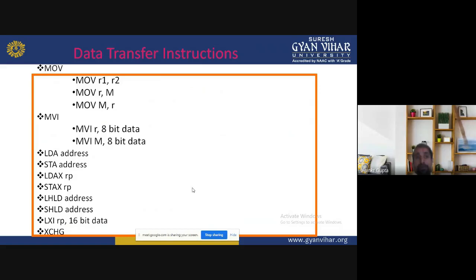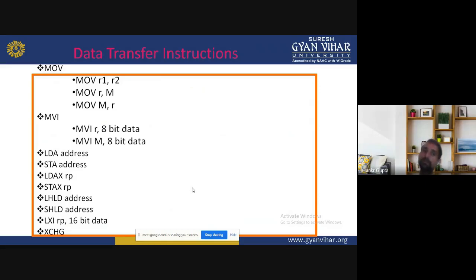Next one is move R comma M. Here the data is available in the memory. Where is the memory address? We do not know the address of memory directly, but the memory is given indirectly. That address is available in the HL pair.